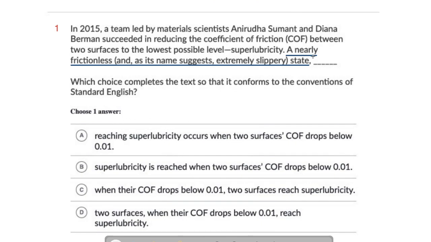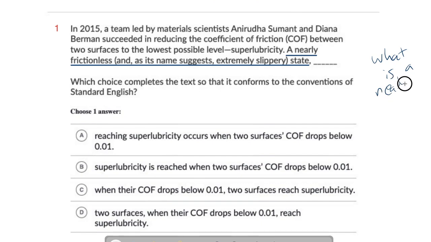So what you want to do when you see a dangling modifier question is basically turn that modifier into a question. In other words, like in this case, we want to ask, what is it? What is this describing? What is a nearly frictionless state? The answer to that question is going to tell us what noun needs to come first.